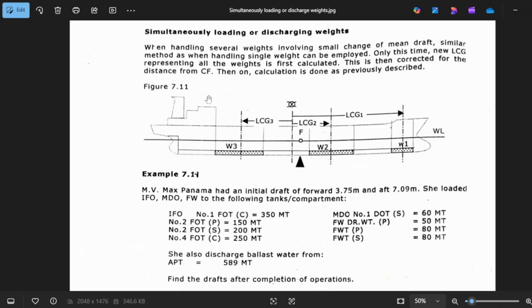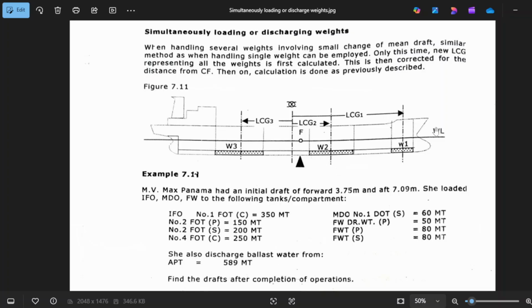So this is the scenario: simultaneously loading or discharging weights. When handling several weights involving small change of main draft, similar methods as when handling a single weight can be employed. Only this time, the LCG representing all the weights is first calculated, then corrected for the distance from the LCF, then the calculation is done as previously described.